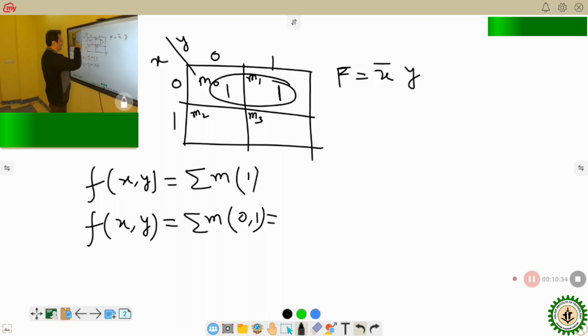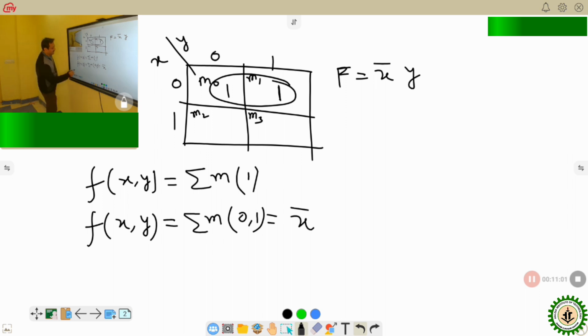And what is the expression? The expression is actually x bar. So why is it x bar? Because the value of x is equal to 0 in the group, where we have considered only the 1s. So x at 0 position is 1, and this is 1. So that is why this is x bar.